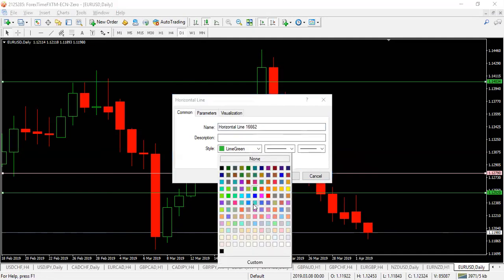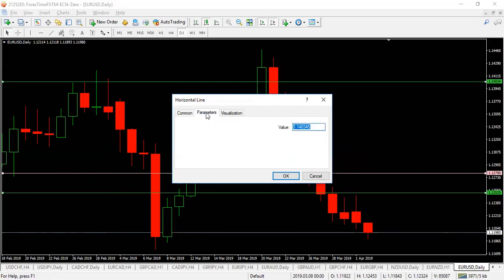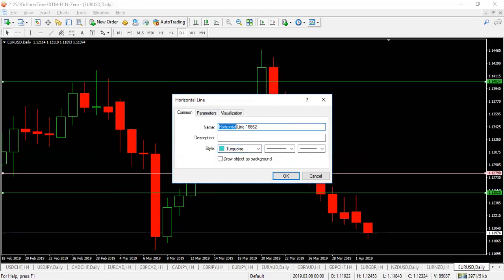So let's get the color for that. Let's say something like turquoise. Maybe we can strictly stick to these colors and follow it up. The parameter is 1.1221. The visualization is all time frames. We call it the daily pivot line. I'm going to run so that Zoom will not cut us out.